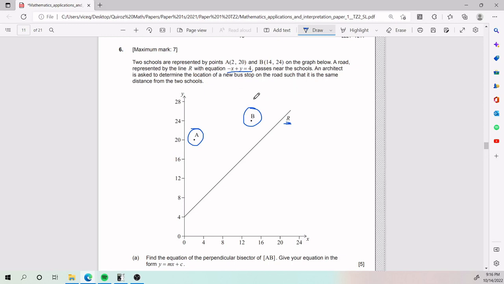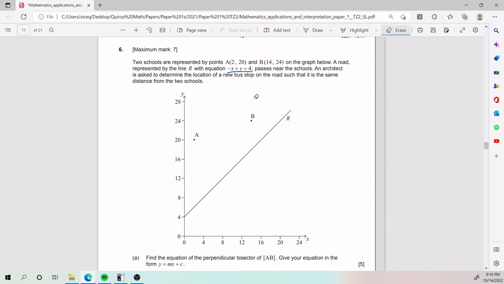And then an architect is asked to determine the location of a new bus stop on the road such that it is the same distance from the two schools. So there is some point along this line where this distance and this distance is the same, or this and this is the same, or this is the same. See? So that is our mission.